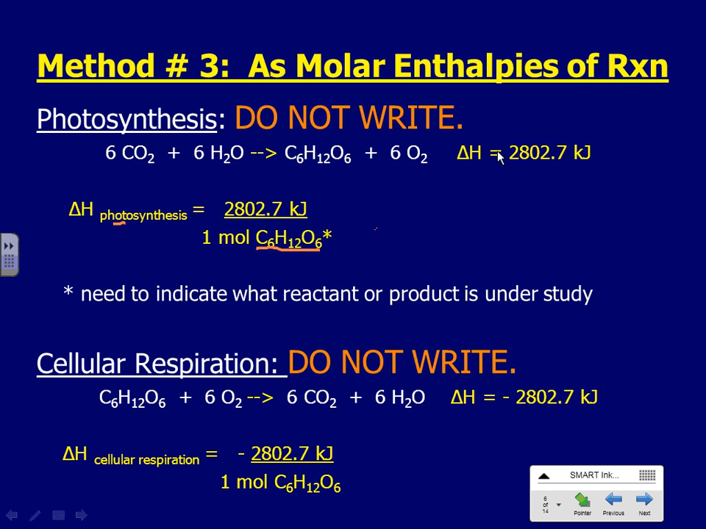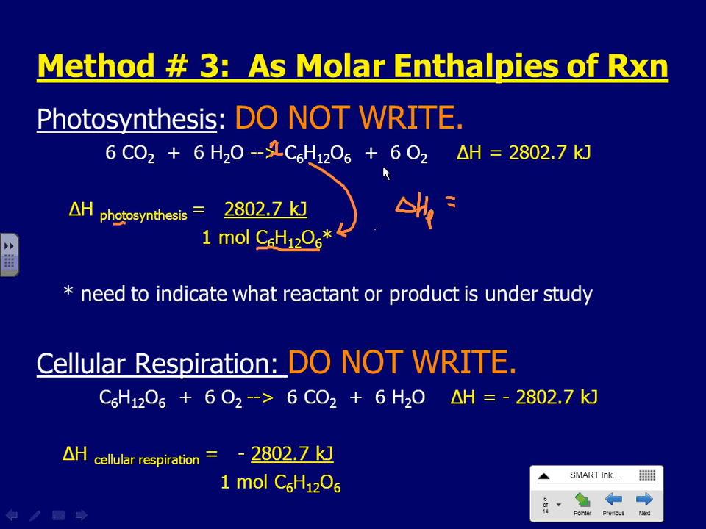So to take this out as a molar enthalpy, because the coefficient right there is 1, I can state that this is a molar enthalpy of 2,802.7 kilojoules per 1 mole of glucose. I could also have done it per mole of oxygen for photosynthesis, but then I need to divide that number by 6, because there are 6 oxygens.